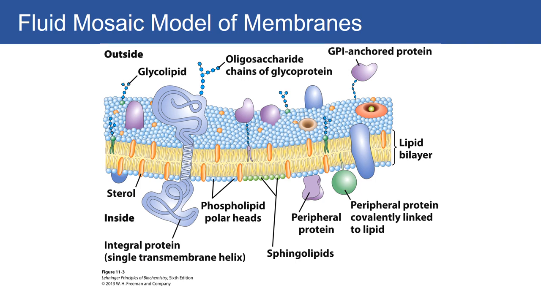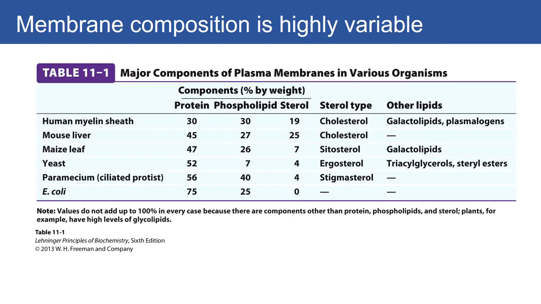Carbohydrate moieties attach to some proteins and lipids in the plasma membrane on the extracellular side. This is the important part of the fluid mosaic model, and I would understand all the different components and the different functions.